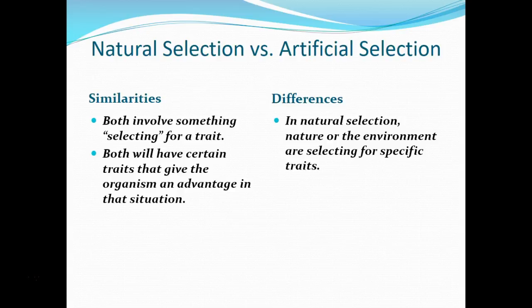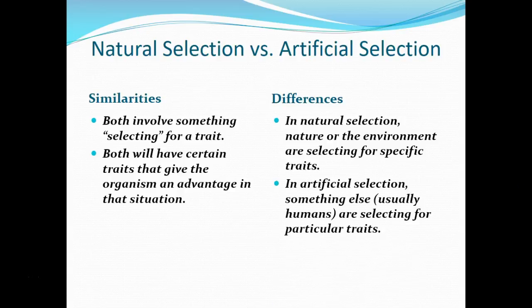So if we have a population of, let's say, deer in Ohio, usually nature is going to select for the deer that are maybe a little bit faster because they're going to be able to outrun coyotes that might be a predator of those deer. So we think of selection in that sense. In artificial selection, something besides nature, and almost always it's humans, is doing the selecting for the particular traits. So it works in similar ways because a trait is selected.